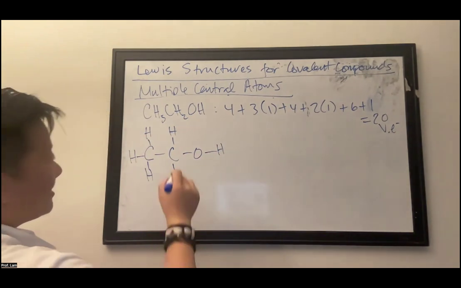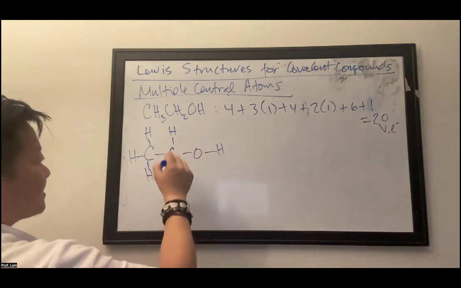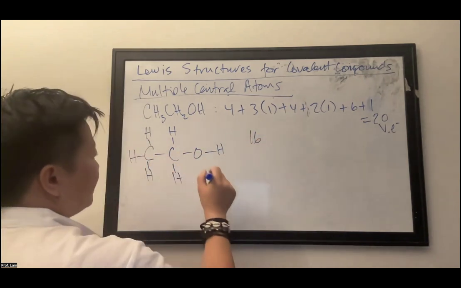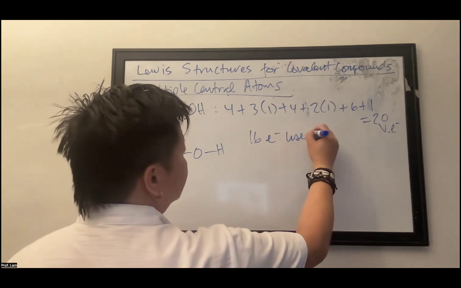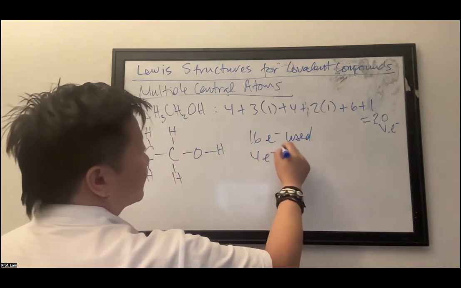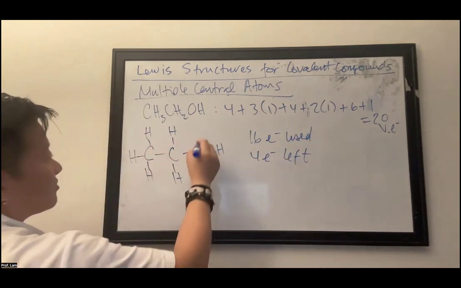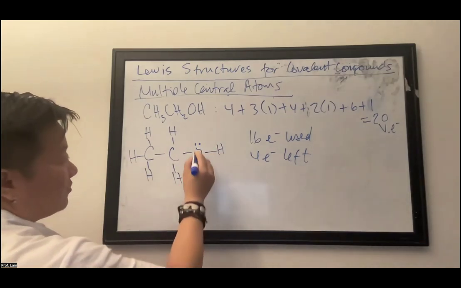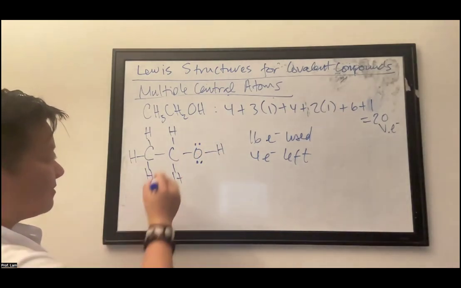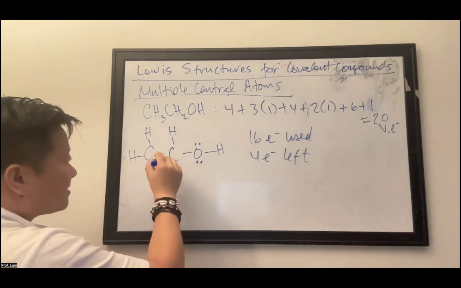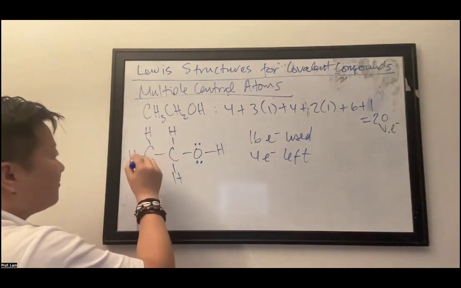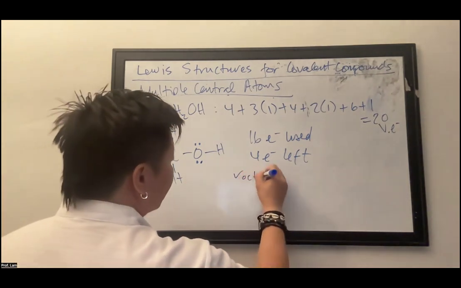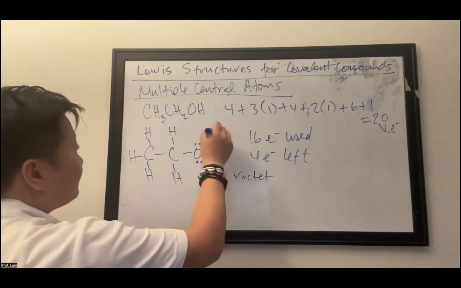Okay. How many lines do we have? 2, 4, 6, 8, 10, 12, 14, 16. So 16 electrons used from 20, 4 electrons left. Those 4 electrons are going to go on oxygen, right? It's not on the hydrogen. 2, 4, 6, 8. The oxygen has octet. Check carbons. 2, 4, 6, 8. This carbon, 2, 4, 6, 8. Okay. So we have octet. That's good.